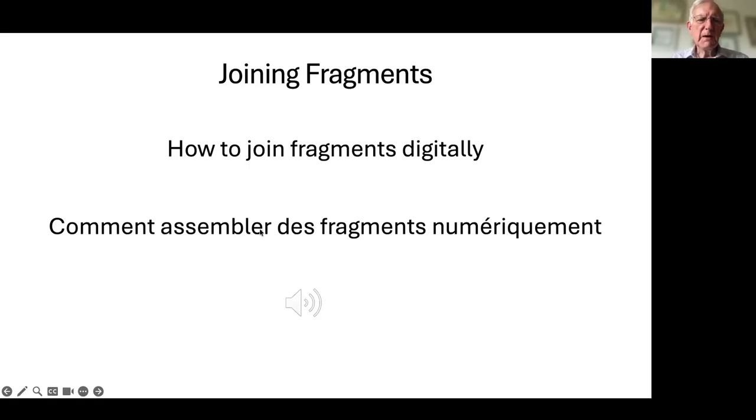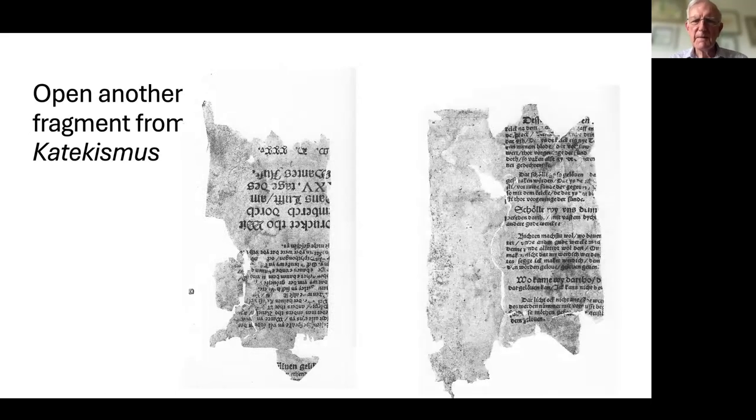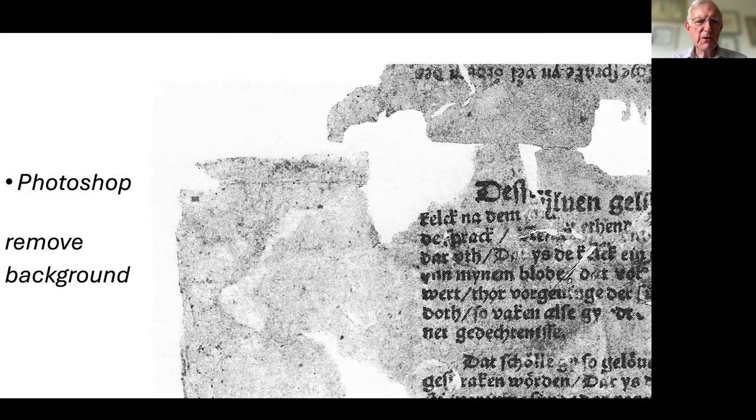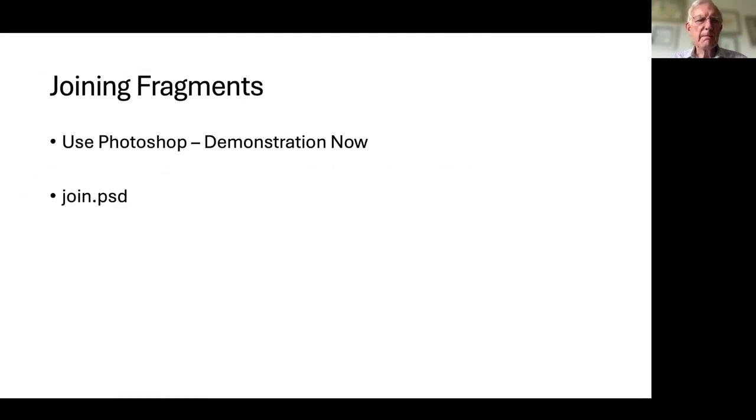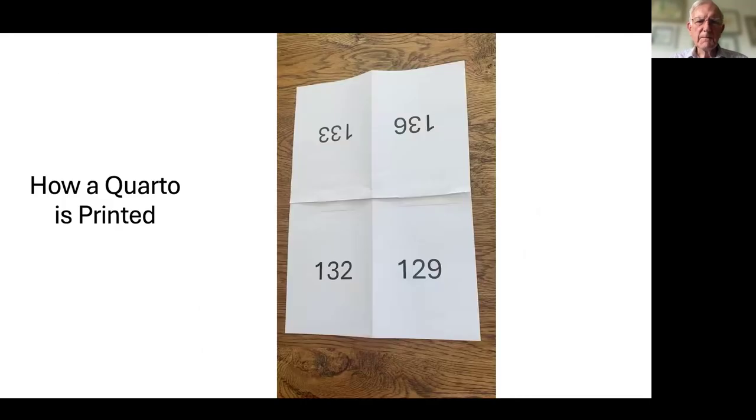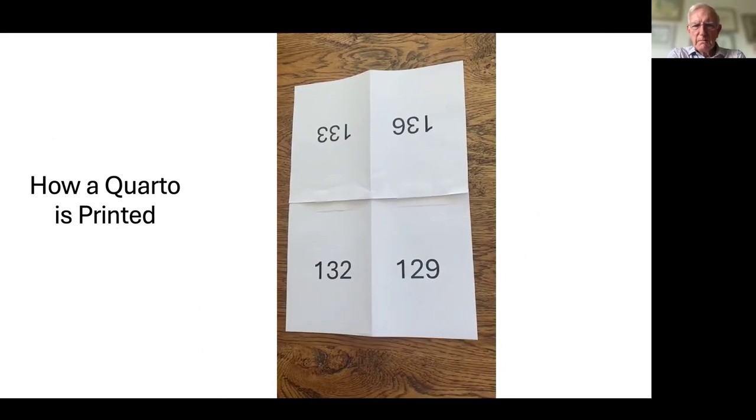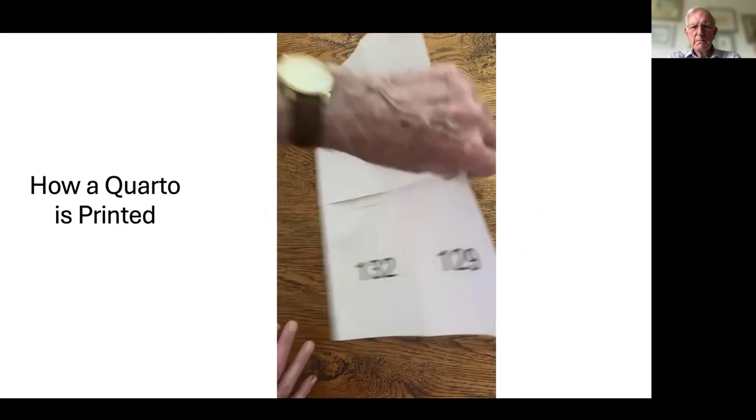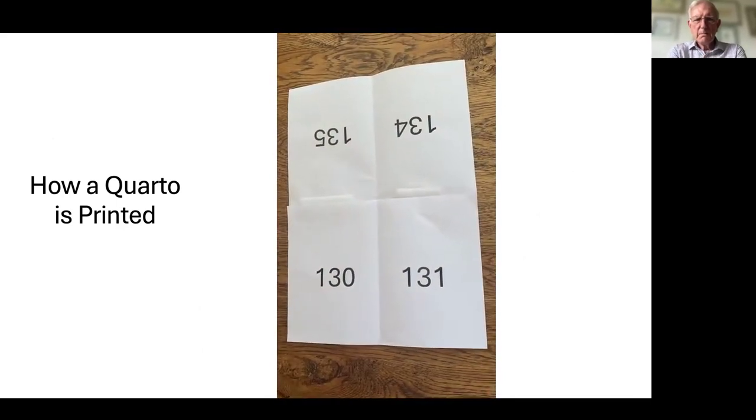We go back to the PowerPoint. Here are those two images, and here they are joined together. This shows the making of a quarto. 4 pages are printed on one side, and 4 pages are printed on the other side.